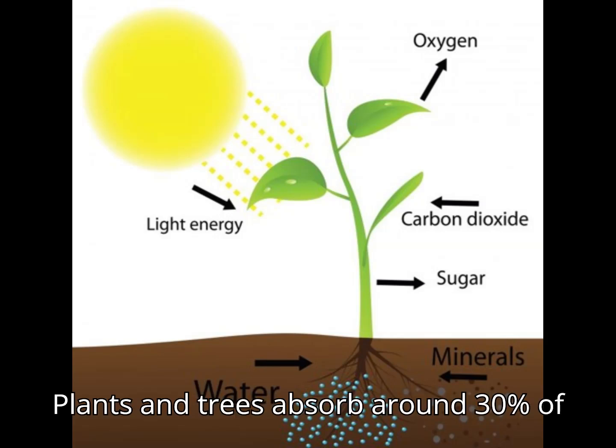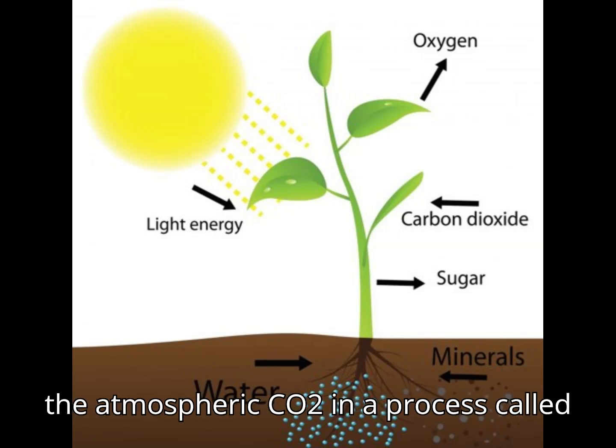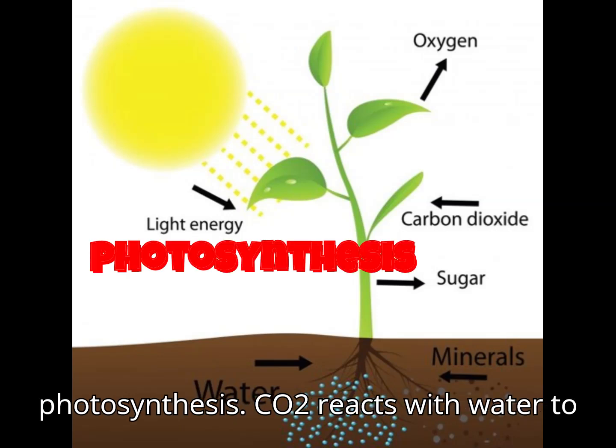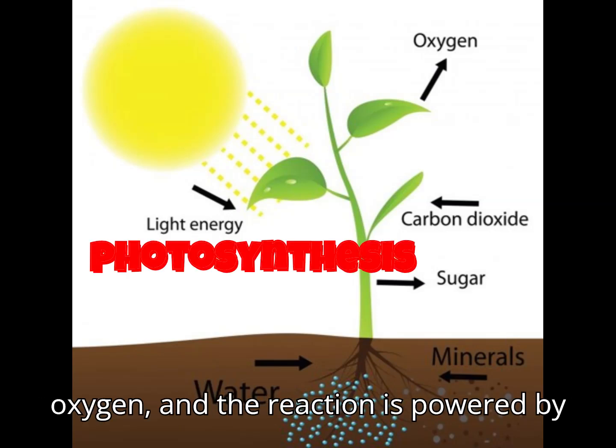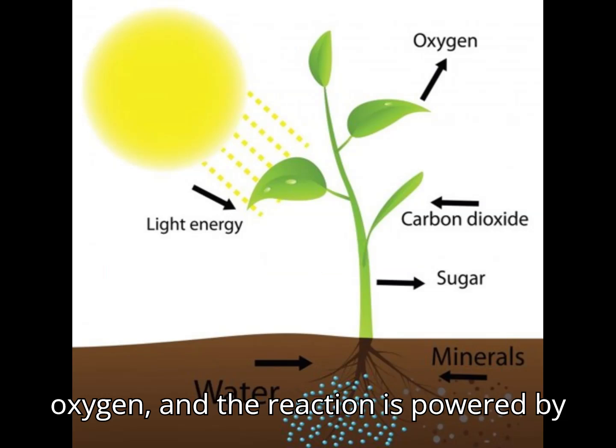Plants and trees absorb around 30% of the atmospheric CO2, in a process called photosynthesis. CO2 reacts with water to form glucose and oxygen, and the reaction is powered by sunlight.